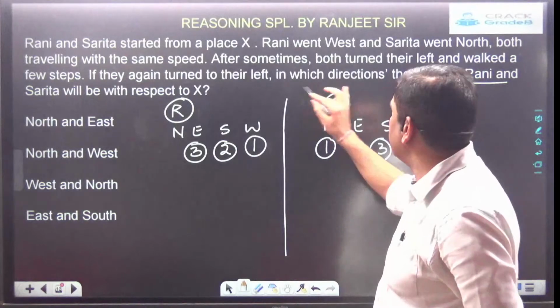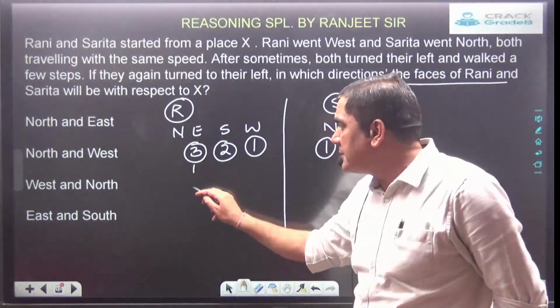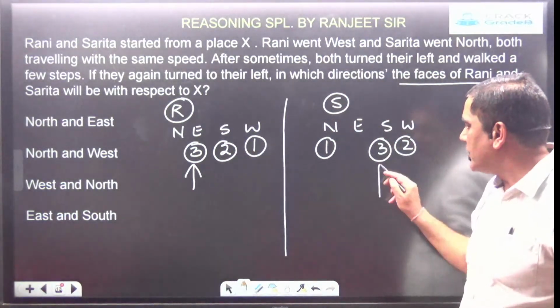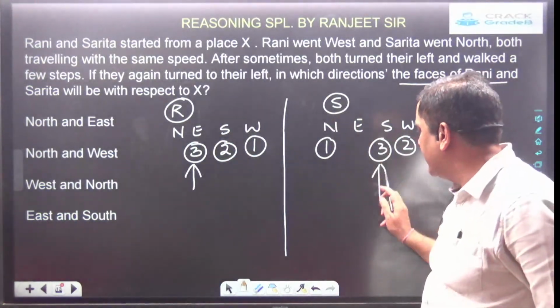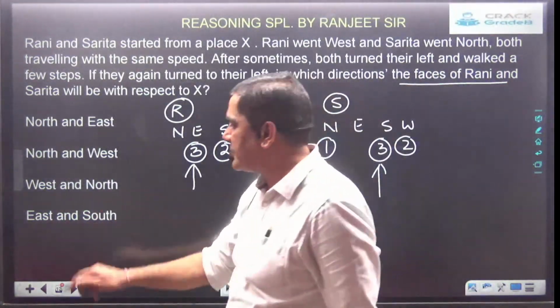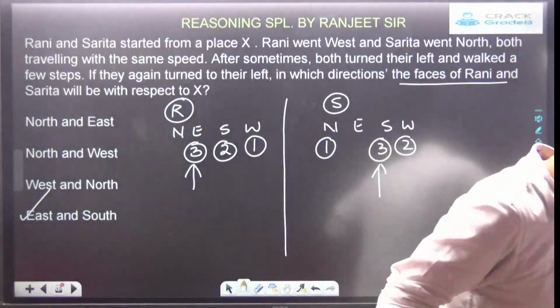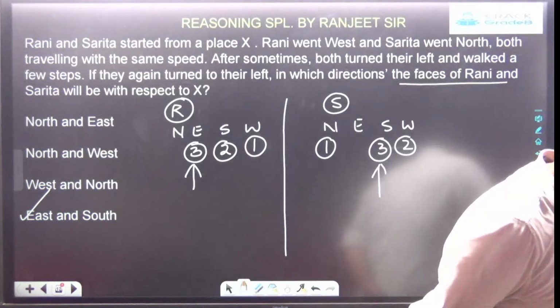Now the question is in which direction the faces of Rani and Sarita will be. So at last Rani is moving in which direction? East. Sarita is moving in which direction? South. So it means Rani's face should be in the east direction and Sarita's in the south direction. So the answer should be east and south, D. Yes, D is the answer.